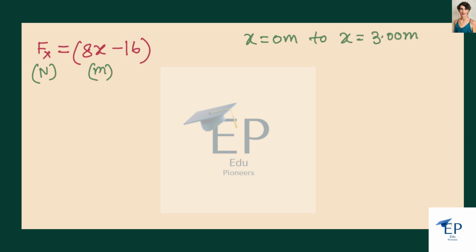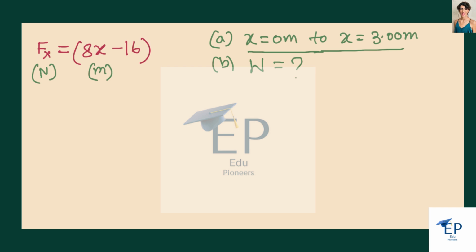So this is the first question. Once we have this graph, from this graph we have to calculate the net work done by the force on the particle when the particle moves from x equal to 0 meter to x equal to 3 meter. So the next question is to find the net work done. To plot the graph, first let me find all the points necessary.